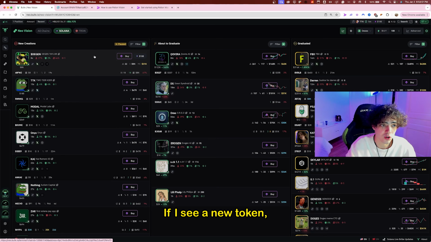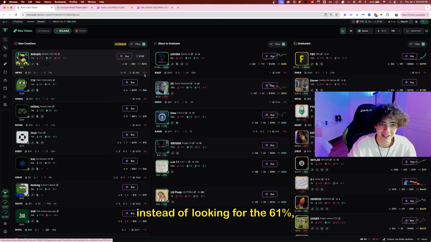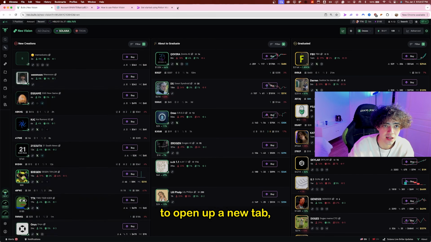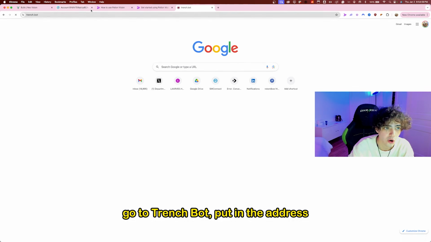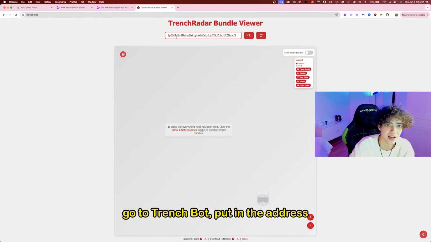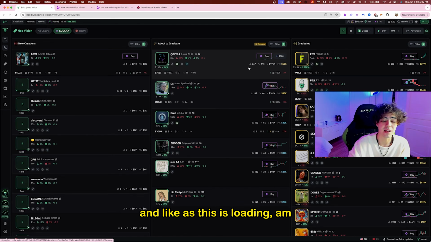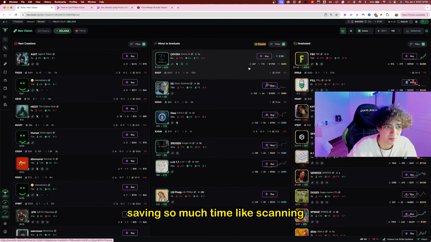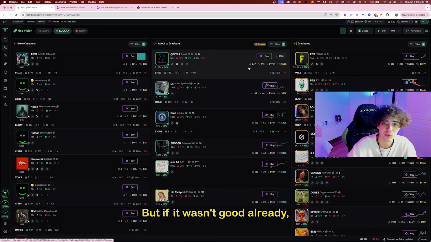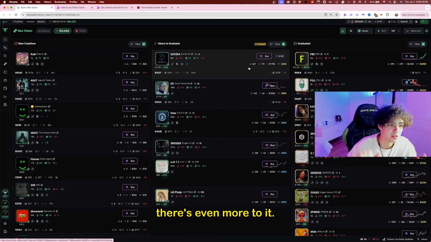If I see a new token, what I usually would do, instead of looking for the 61%, I would have to click on the token CA, open up a new tab, go to TrenchBot, put in the address, and then wait for this to load. And as this is loading, I'm saving so much time scanning, and it's already insane. But if it wasn't good already, there's even more to it.